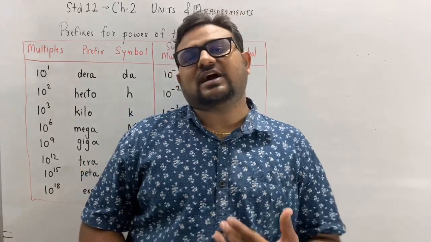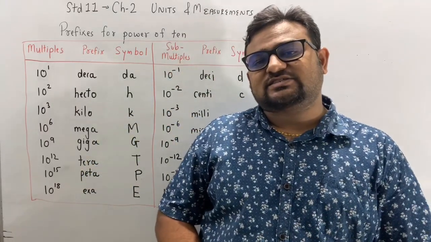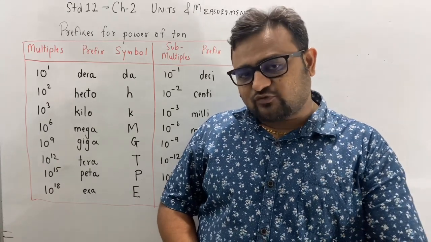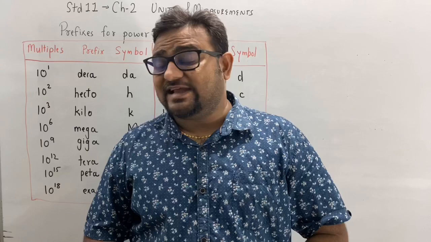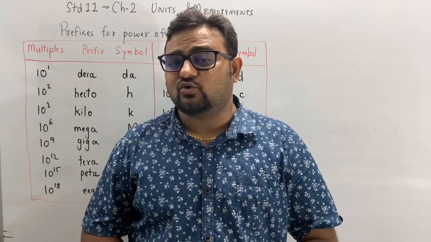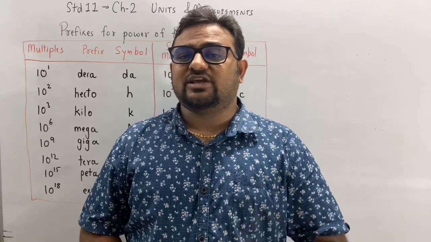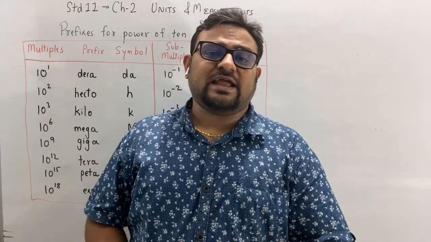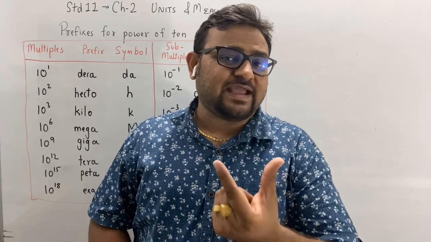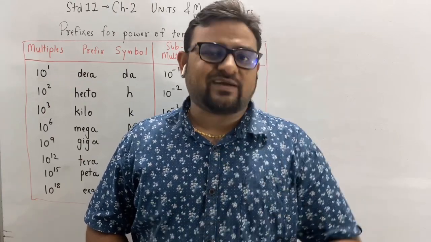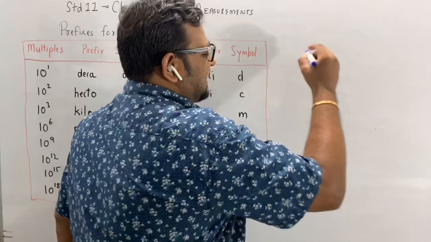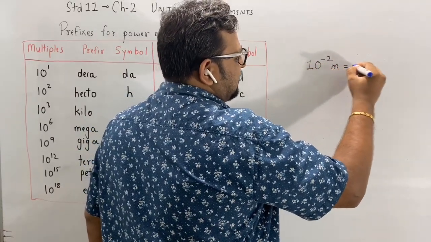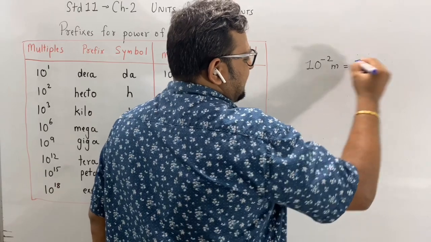First we'll start with the prefixes that we can use for the power of 10. Just for example, 1 centimeter is equal to 0.01 meter. That means 1 centimeter equals 10 raised to minus 2 meters. So for 10 raised to minus 2, we write centi. 10 raised to minus 2 meter equals 1 centimeter.